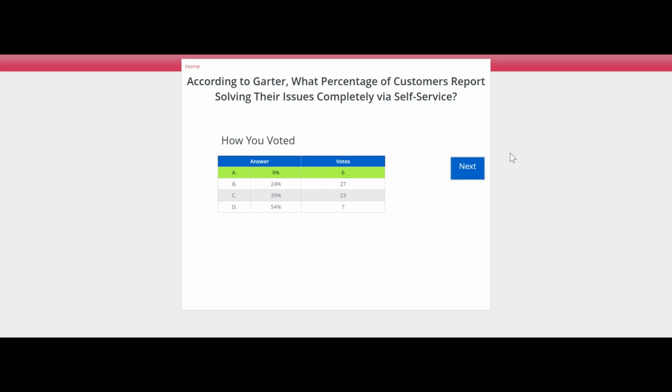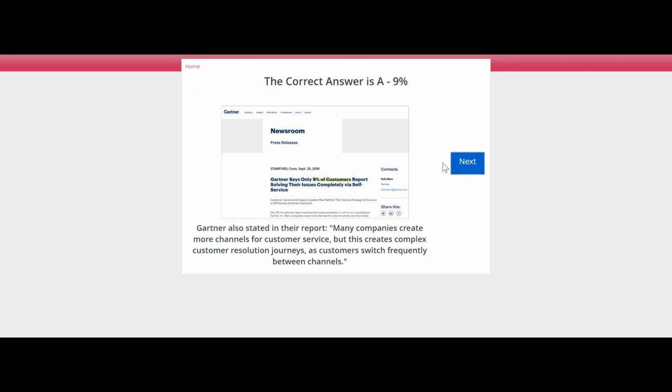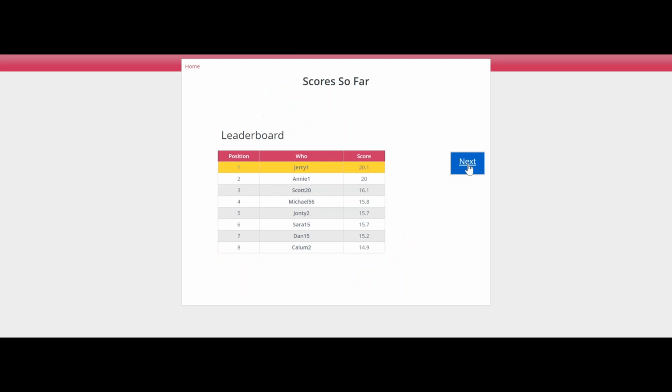Excellent stuff. So, in fact, there are only 6 people that got that one right. That was a very tricky question. But an explanation for this answer is that Gartner also stated in their report that many companies create more channels for customer service because this creates complex customer resolution journeys as customers switch frequently between channels. I think this goes back to Paul's point of mapping the journeys beforehand very well.